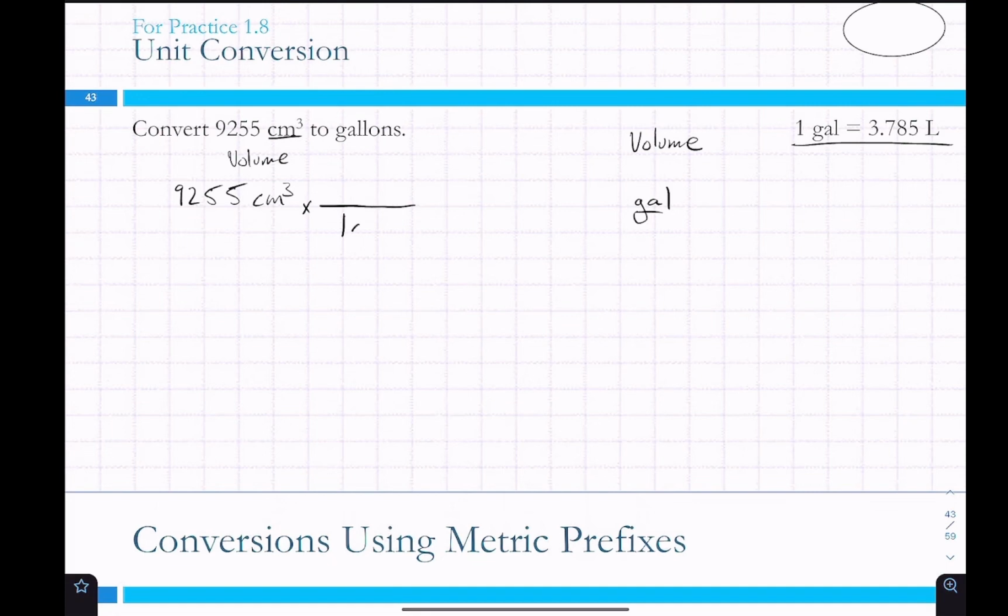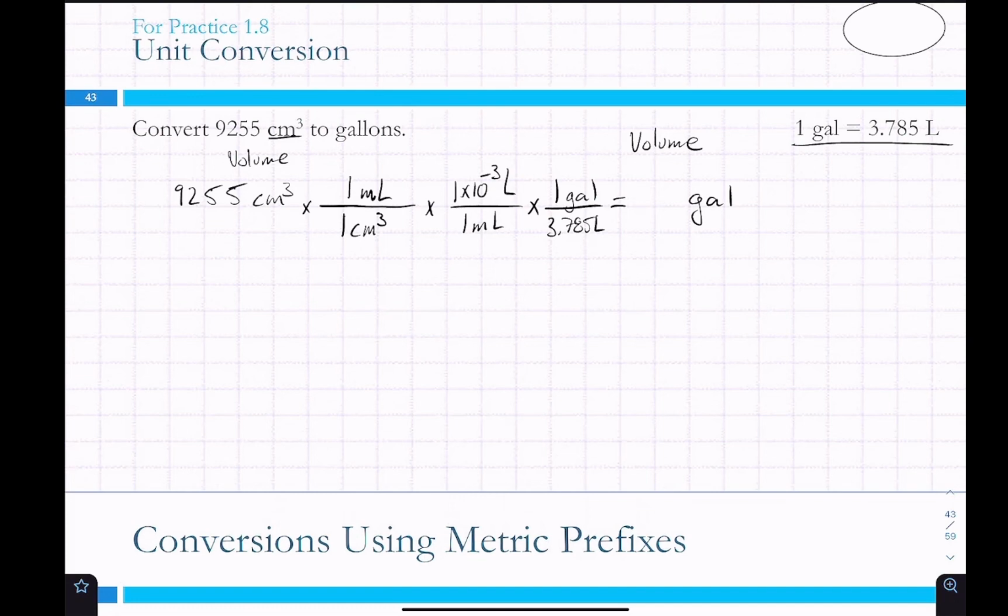So the unit that we want to cancel out is centimeters cubed. Milliliters goes on top, and then we want to go from milliliters into liters. So 1 milliliter is 1 times 10 to the negative 3 liters, and then 3.785 liters is equal to 1 gallon, and then that'll give us those units that we're looking for in the final answer.